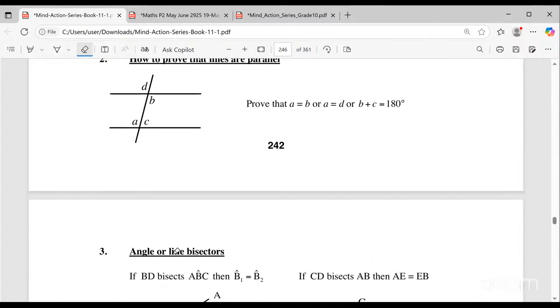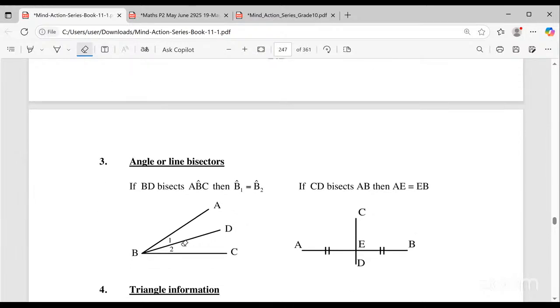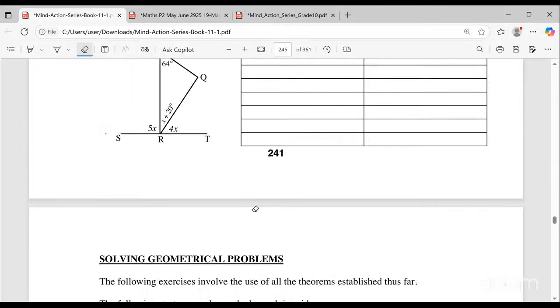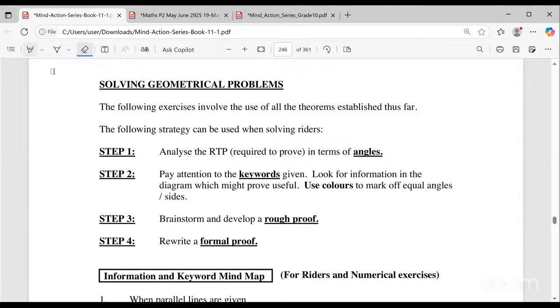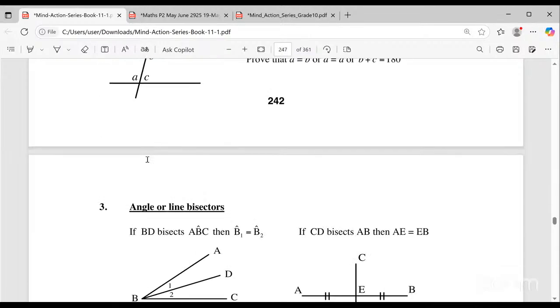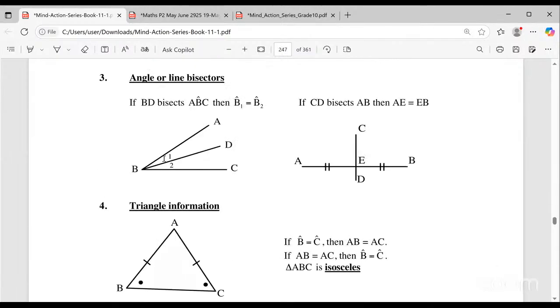Then we can move to this, whereby it emphasizes this step here. They say pay attention to keywords, words like something is parallel to something, something bisects something. So you need to know what bisect means. Here they are saying if BD is said to bisect the angle B, then angle B1 is going to be equal to B2. Because remember, bisect means it cuts that thing into two equal portions.